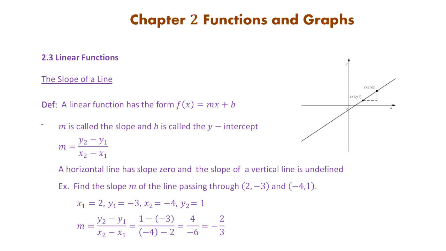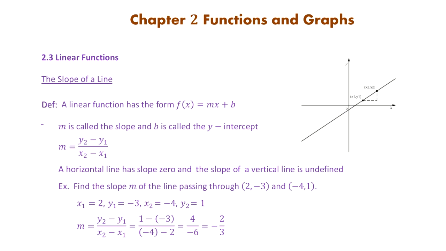So let's do one example of finding slopes. There are 2 points, (2, -3) and (-4, 1). We want to find the slope of the line passing through these 2 points. So you can call 2 as x1 and the -3 as y1, and -4 as x2 and the 1 as y2, or vice versa. Okay, it really doesn't matter which point you call 1, which point you call 2. When you find the slope, you get the same number.